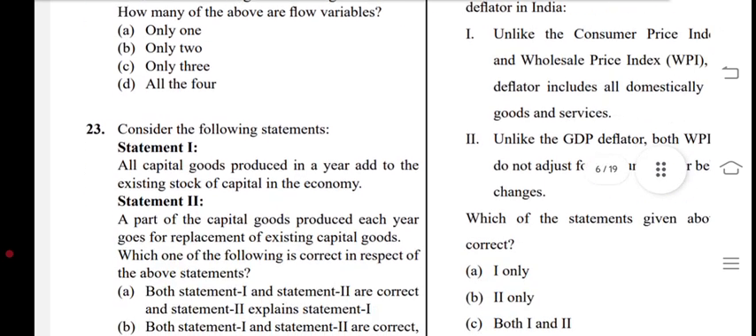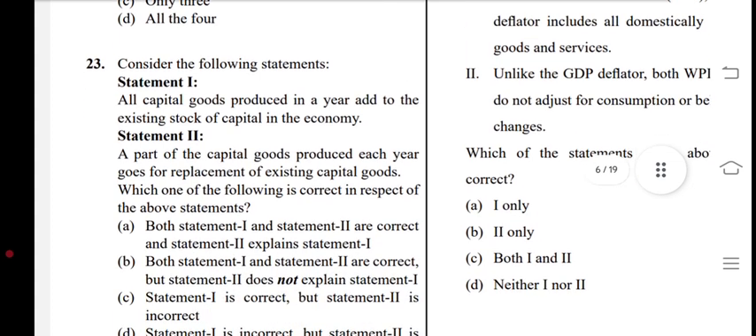Consider the following statements: all capital goods produced in a year add to the existing stock of capital in the economy; a portion of the capital goods produced each year goes for the replacement of existing capital goods. Which of the following statements are correct? First and second is correct, and second is not correct.